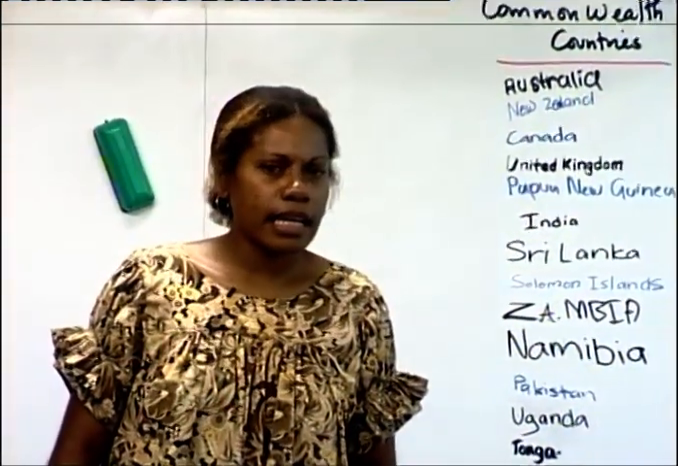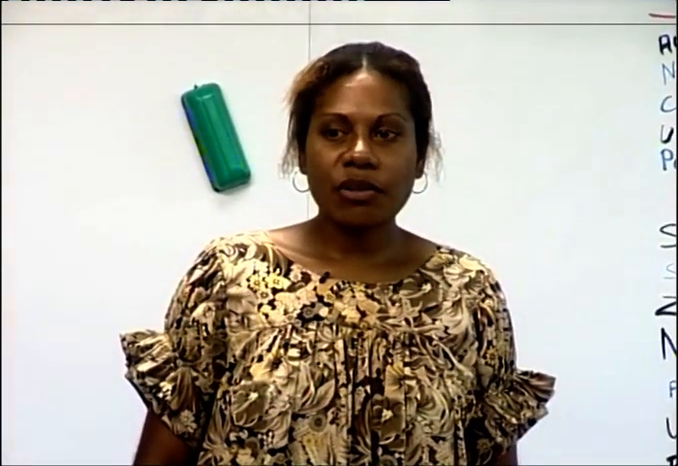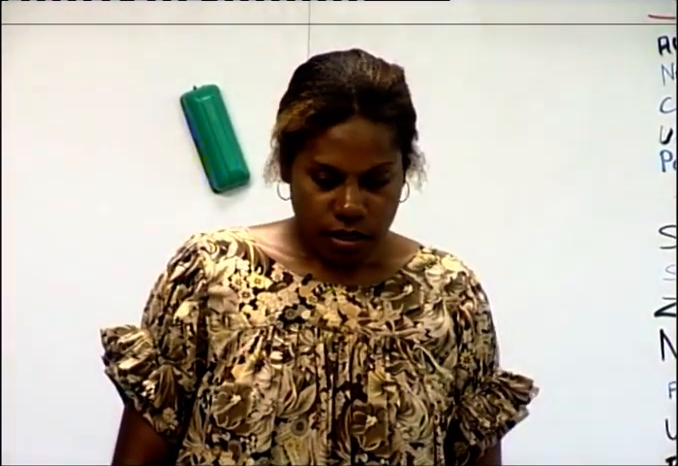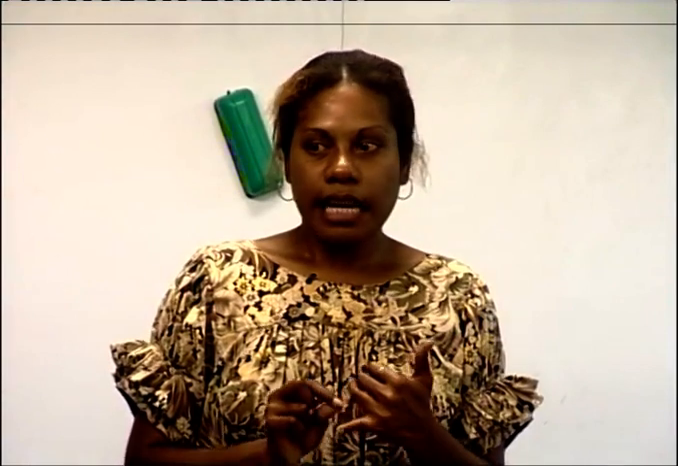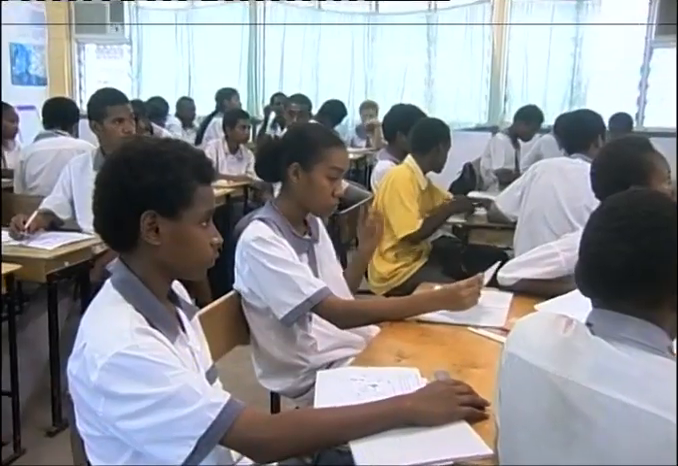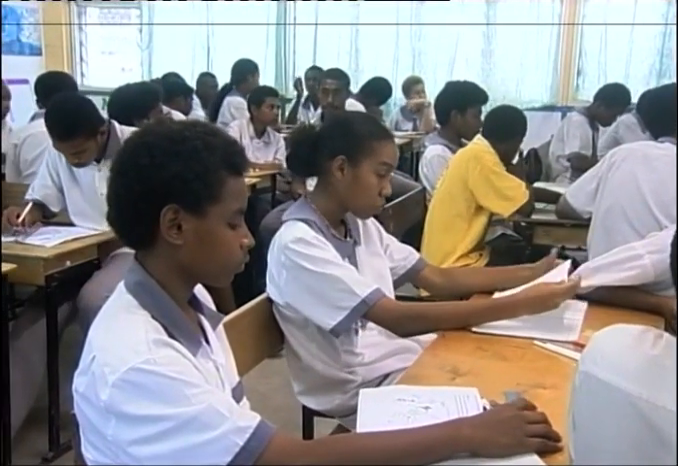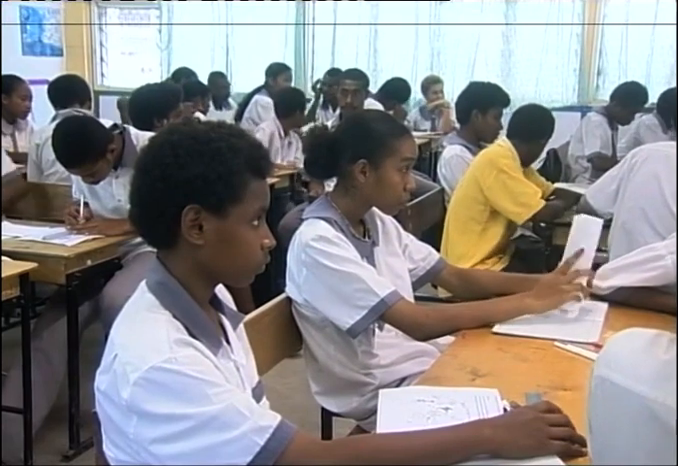Hey, 8Cs, are you clear? And receiving students? I'd like everyone to sit up straight, please. Who is the head of the Commonwealth? Queen Elizabeth II. She is the head of state, but because she lives in the United Kingdom, she has a representative who acts on her behalf, which is the Governor General.